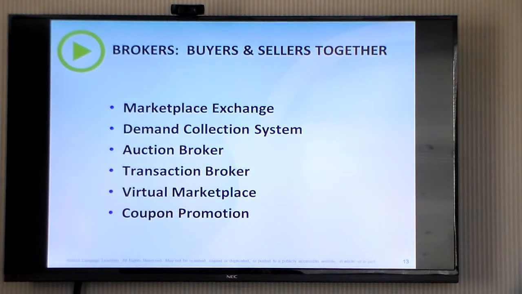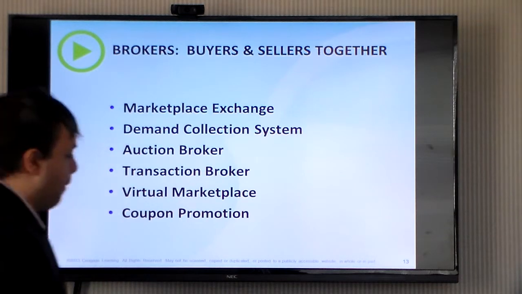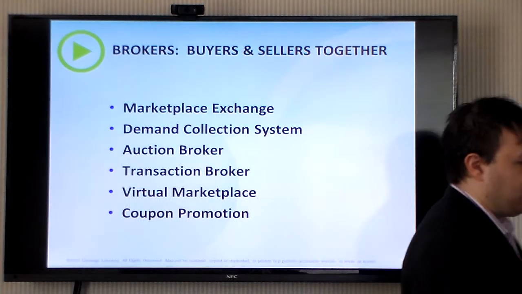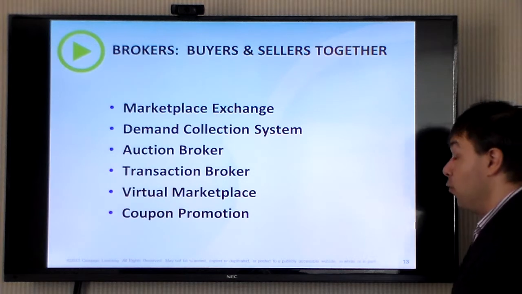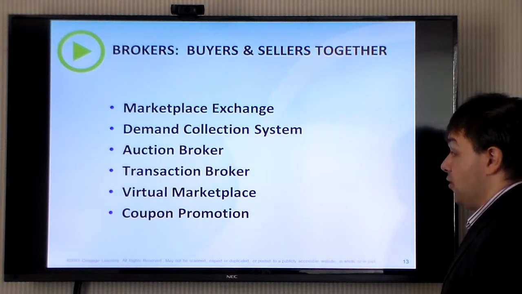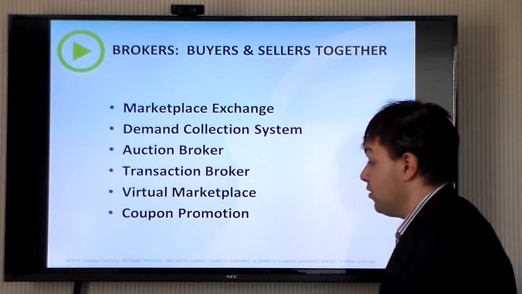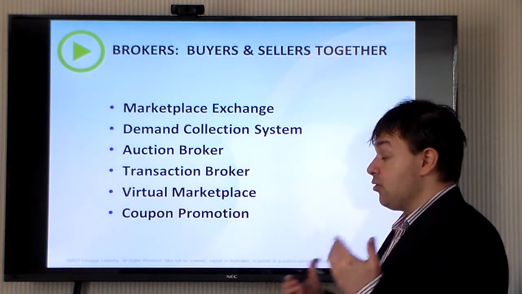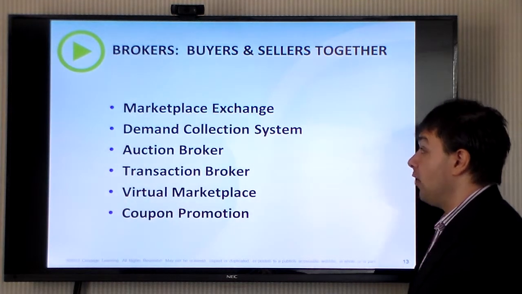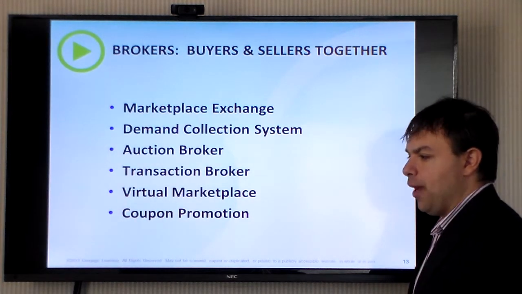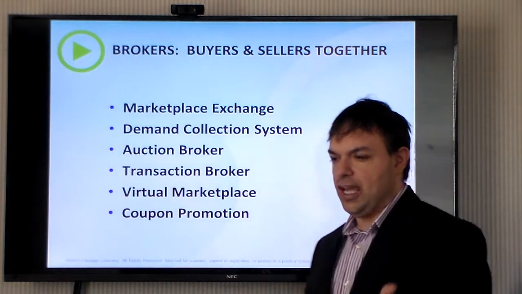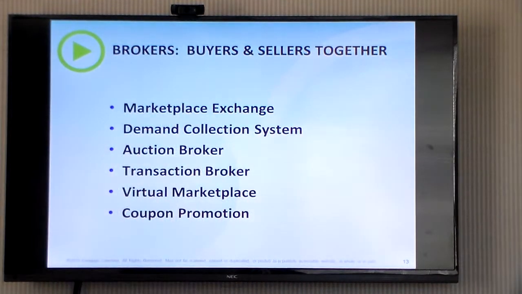So, the broker model. The broker model is designed to bring buyers and sellers together. These are the type of things that basically you have an idea, you have a need, you can go and you can search on the internet for them. You can exchange goods and services. Auction brokers are things like eBay, virtual marketplaces and coupon promotions like Groupon. These are all ideas that were multi-billion-dollar ideas that the internet was able to do better than classified ads, television ads, newspaper ads, things of that nature.